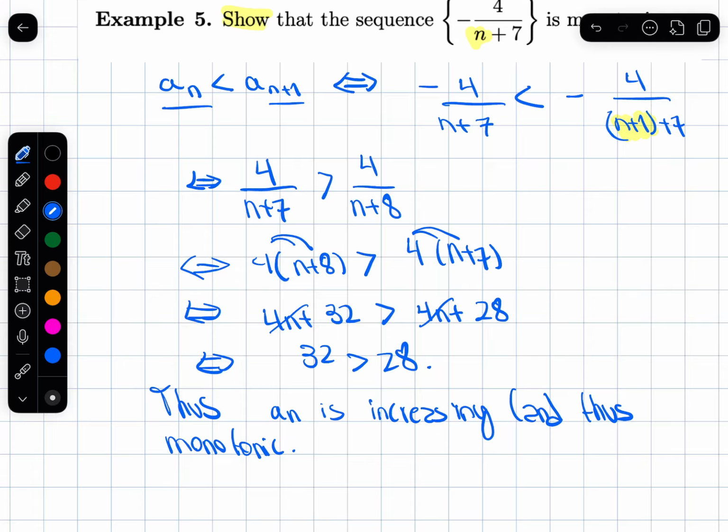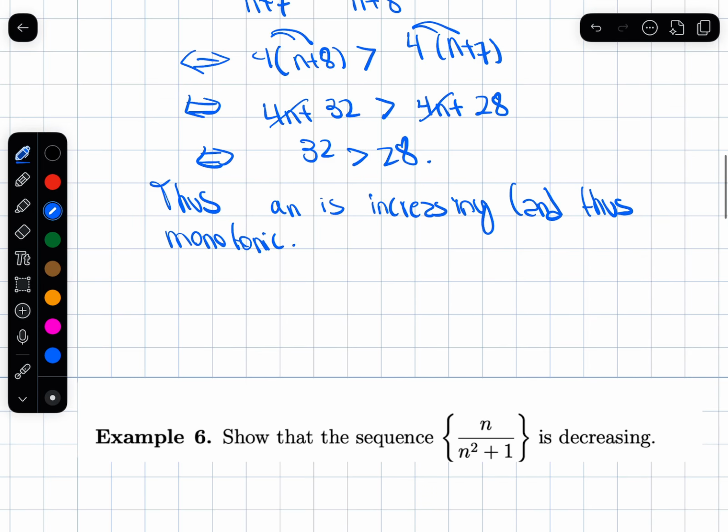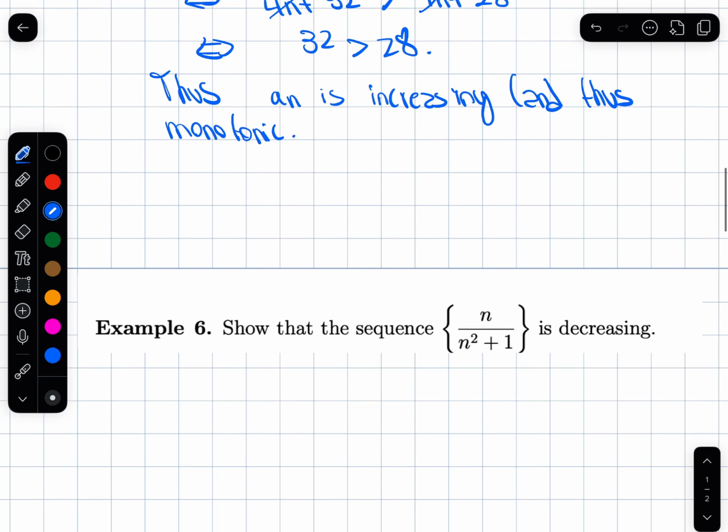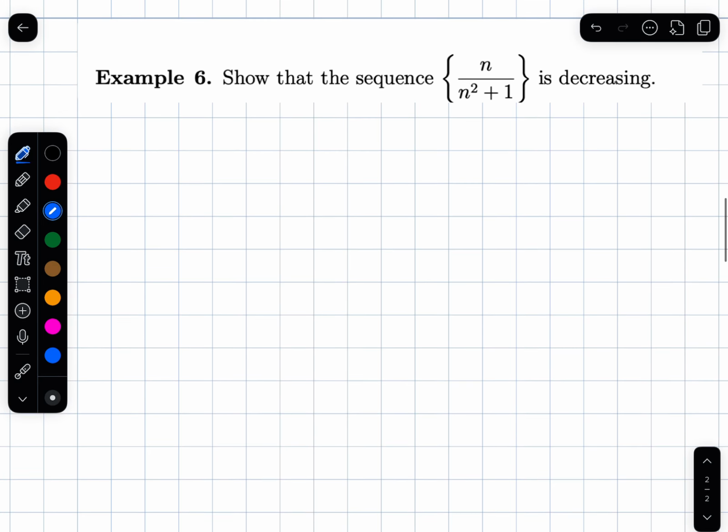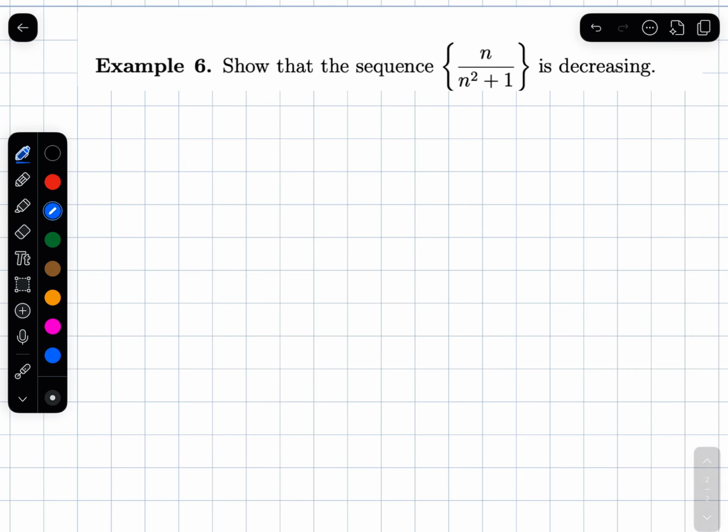All right. There's a different way to do this. Let me see if I have space. I think I can do this, but maybe I'll do it on the next one. Let's look at this one. Let's look at the sequence n over n squared plus 1 as being decreasing. That definitely can be proven in the same way that I just proved the previous example, but I'll do it differently this time just so you can see what can be done.